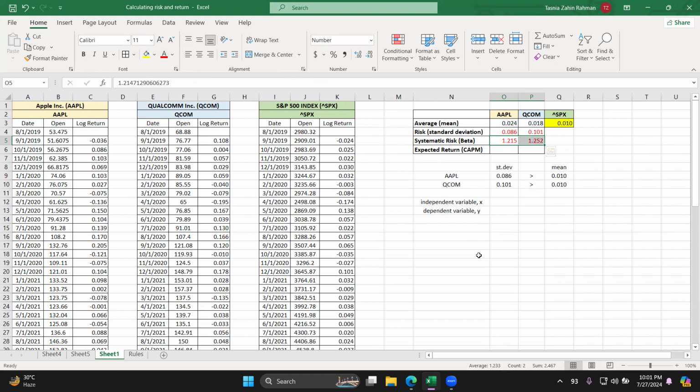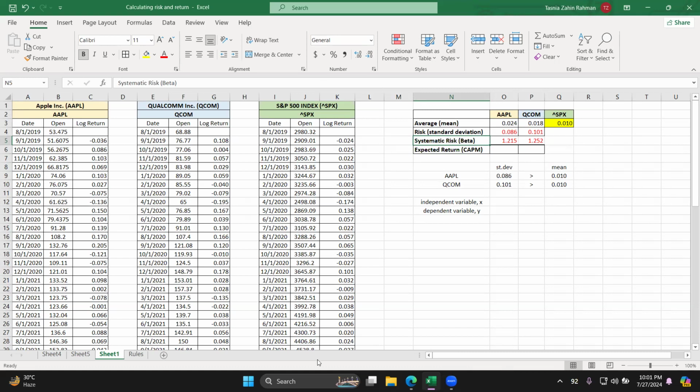Then we need to find out the expected return from a stock. And for that, we are going to use the capital asset pricing model, CAPM. The capital asset pricing model is a financial model used to determine the expected return on an investment, considering its inherent risk compared to the market as a whole. It helps investors assess the potential return on an asset, factoring in the risk-free rate, the asset's sensitivity to the market movements, which we already calculated, the beta, and the overall market return.